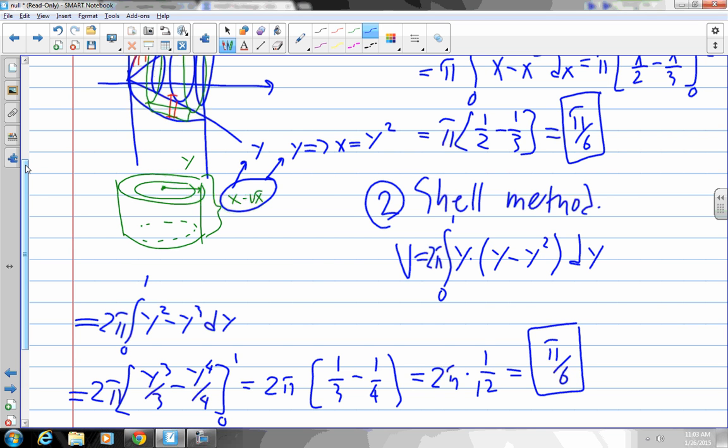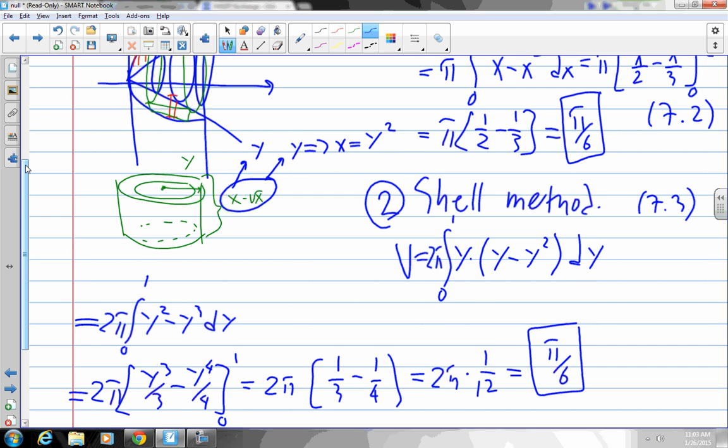So yeah, I think the disk method was in section 7.2. The shell method is in section 7.3. Is that right? I think it is. How's that? We good?